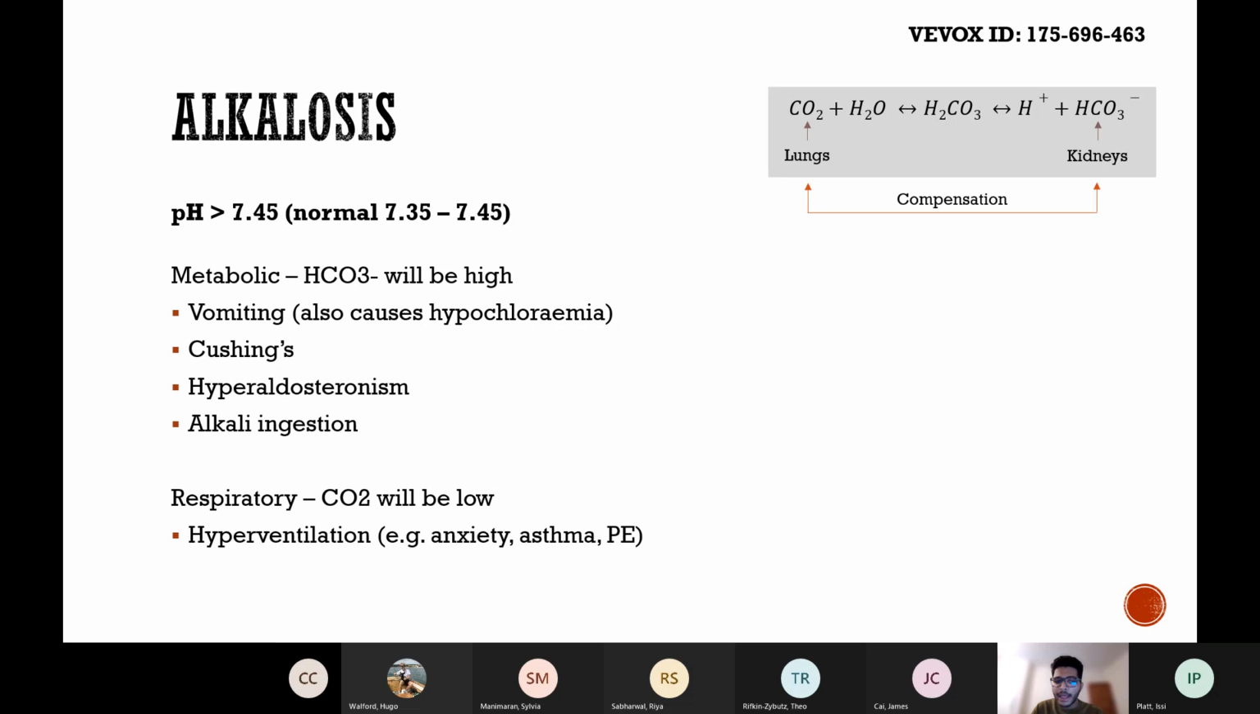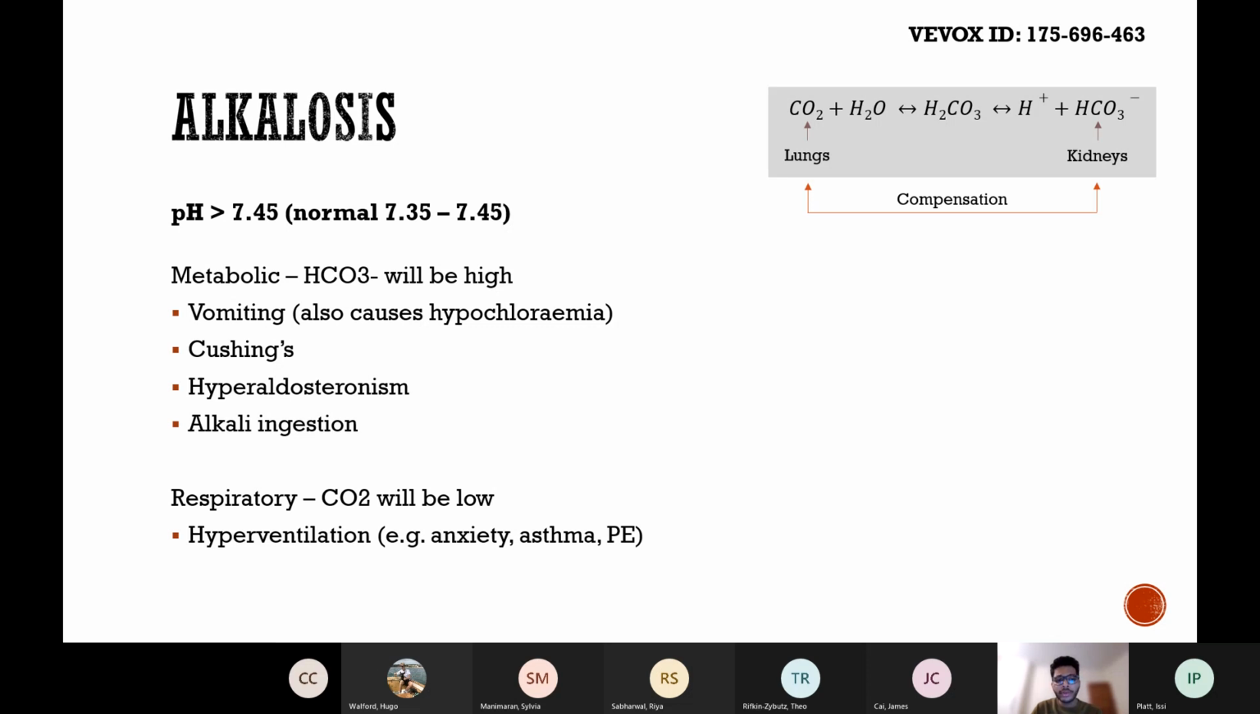So alkalosis is when your pH is above 7.45, the normal being 7.35 to 7.45. And the way you can tell it's an alkalosis is via the pH, and to tell whether it's metabolic or respiratory, you need to look at these two things. You need to look at the bicarbonate and you need to look at the CO2. So if your bicarbonate is high, then you know that it's a metabolic alkalosis. If your carbon dioxide is low, then you know it's a respiratory alkalosis.